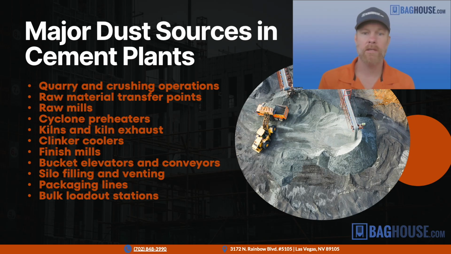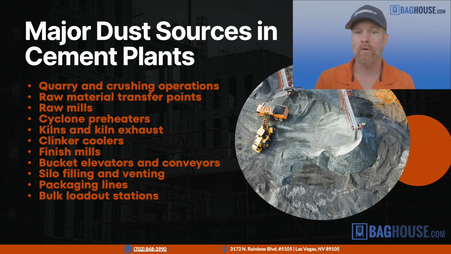So transfer points, loadout points, anytime dust or material is moving from a conveyor or being blown into a silo, all of these points, you can see where the visual emissions are. So in your part of the process, where do you see the emissions? You can probably walk your part of the process and find where your visible dust emissions are. Most commonly, they're going to be at all those transfer points.